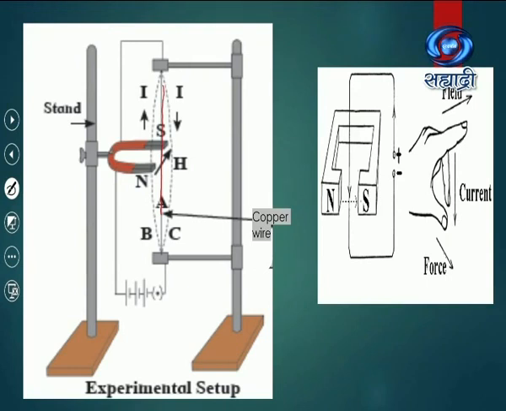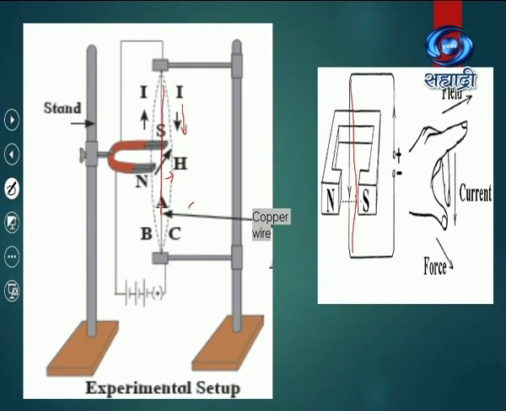Now, whenever a current is not flowing, the wire remains straight as shown in figure, that is at position A. When the current flows from top to bottom here, the wire bends and goes to position C. So the wire will go to this position. Here you can observe the wire will bend like this.